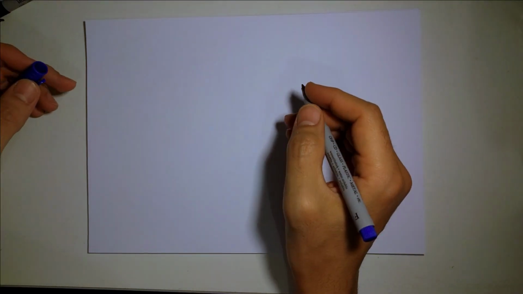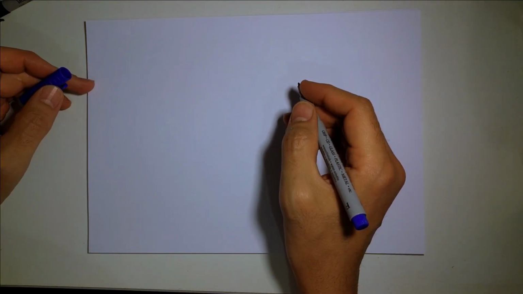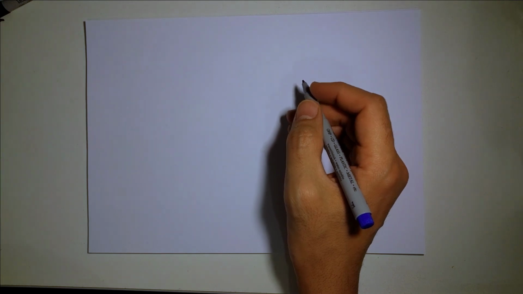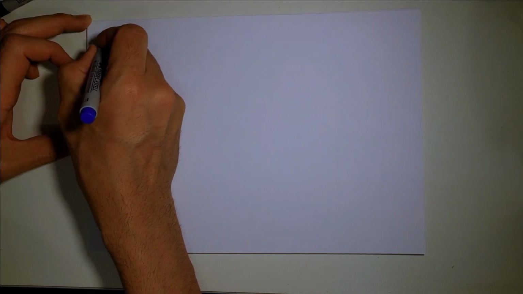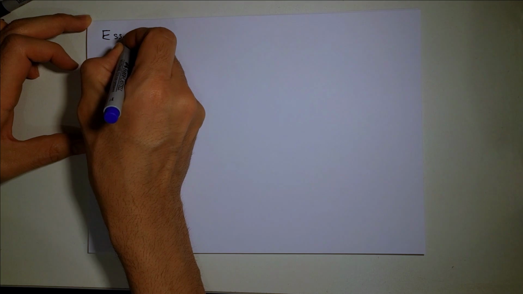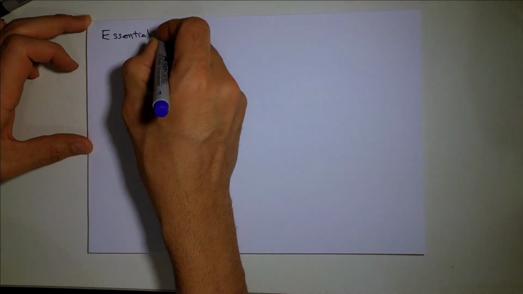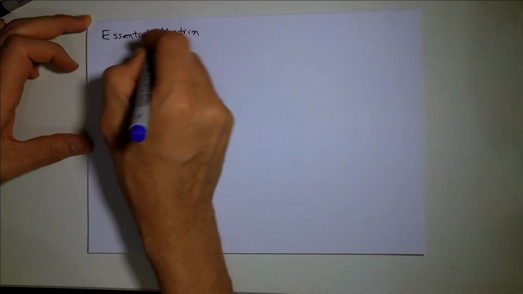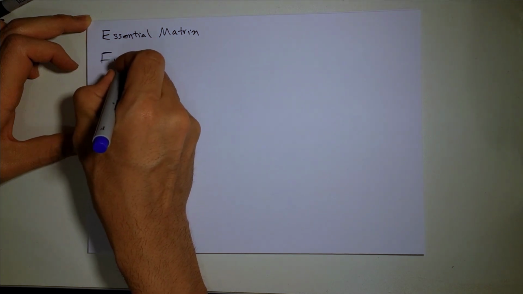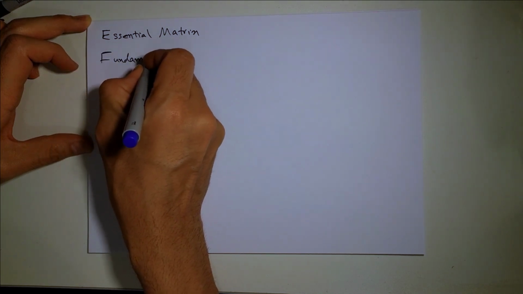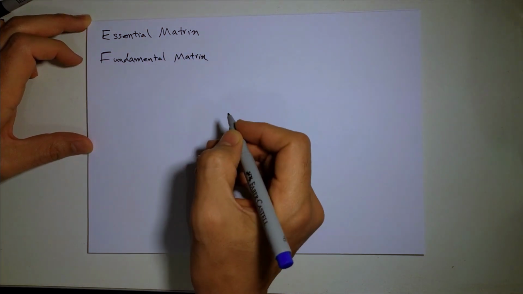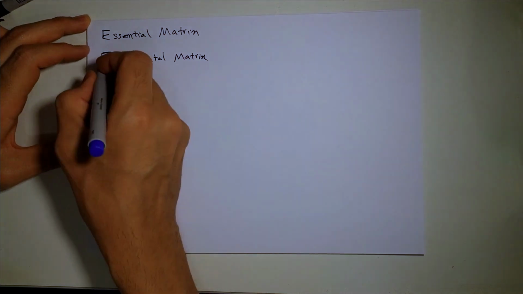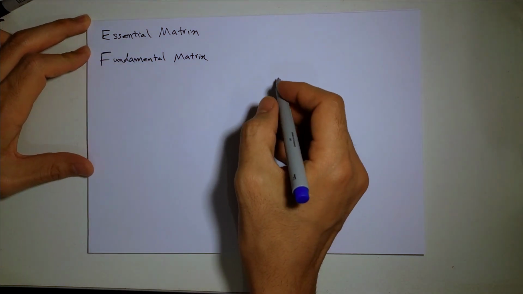Hi, in this tutorial I'm going to talk about the essential matrix and the fundamental matrix in computer vision, how to find them and their properties. But before we start, let's review some stuff together to see if we're on the same page.